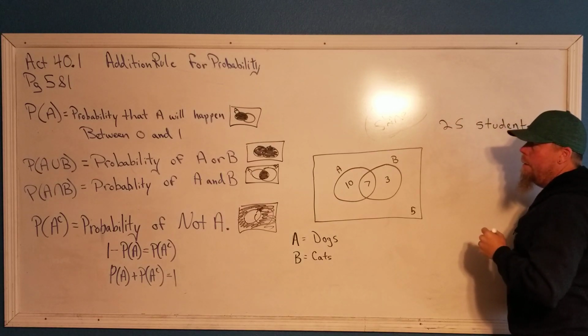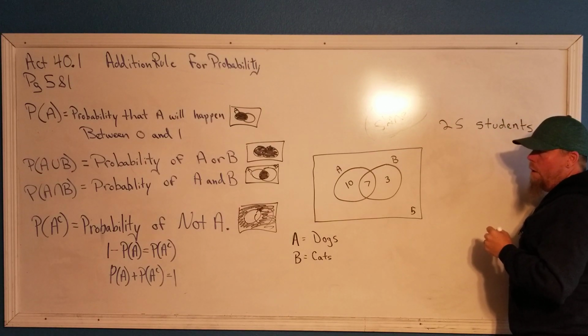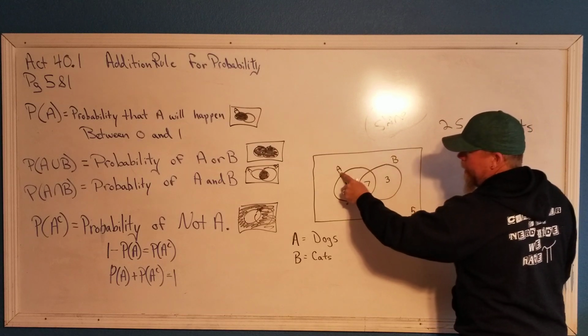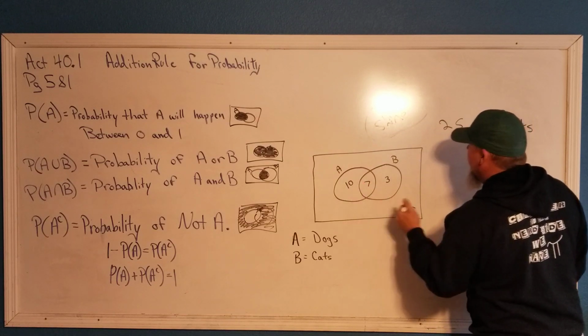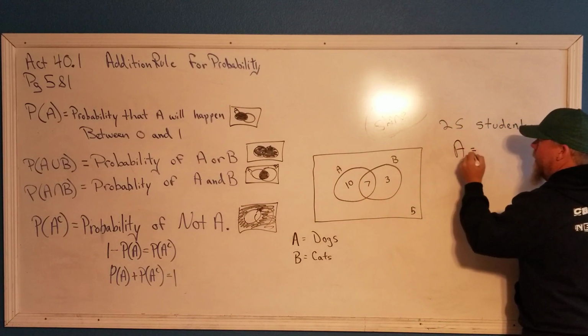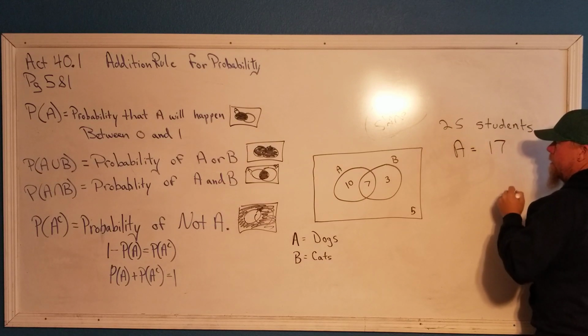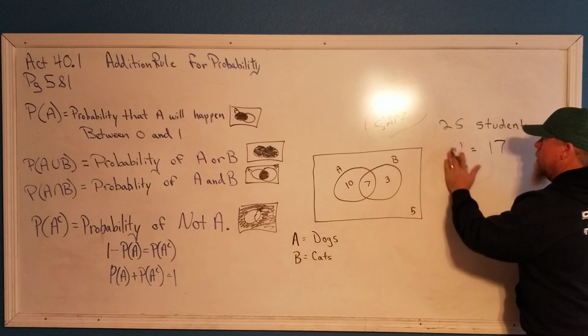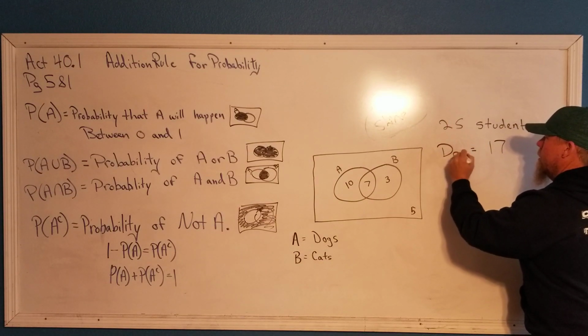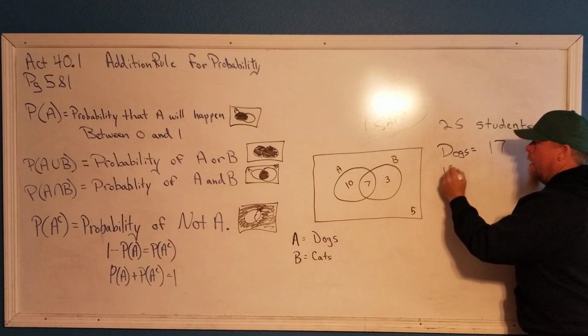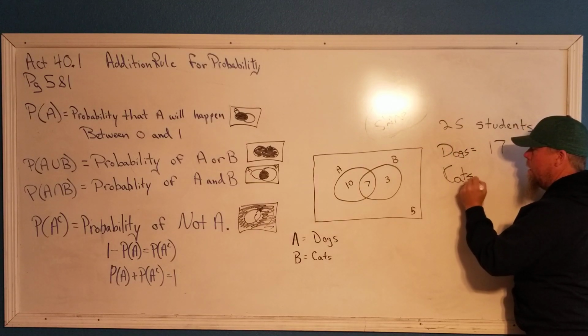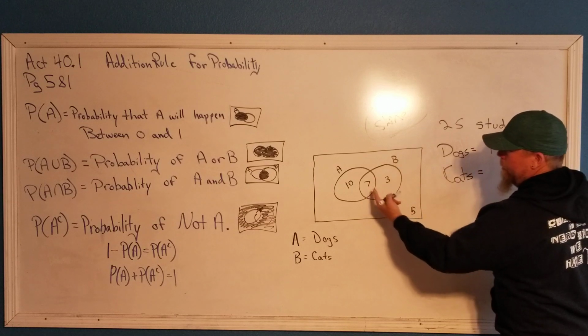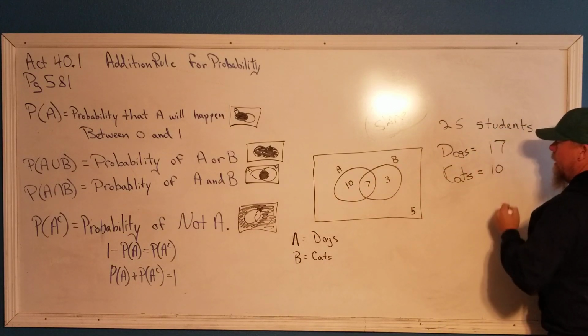Okay, now, how many of those have dogs? Well, A is going to be our dog representation. It's both of these together. So how many of them have A? That's going to be 17 total. Okay, so we could call this just dogs. Let's call it what it is. All right, cats, a little less. We have 3 and we have 7, so we'd have to add those together, 10.